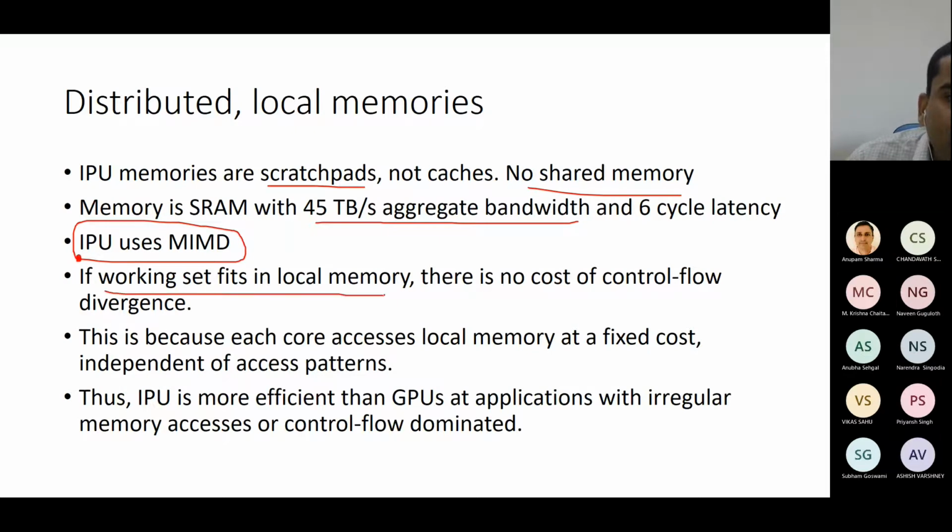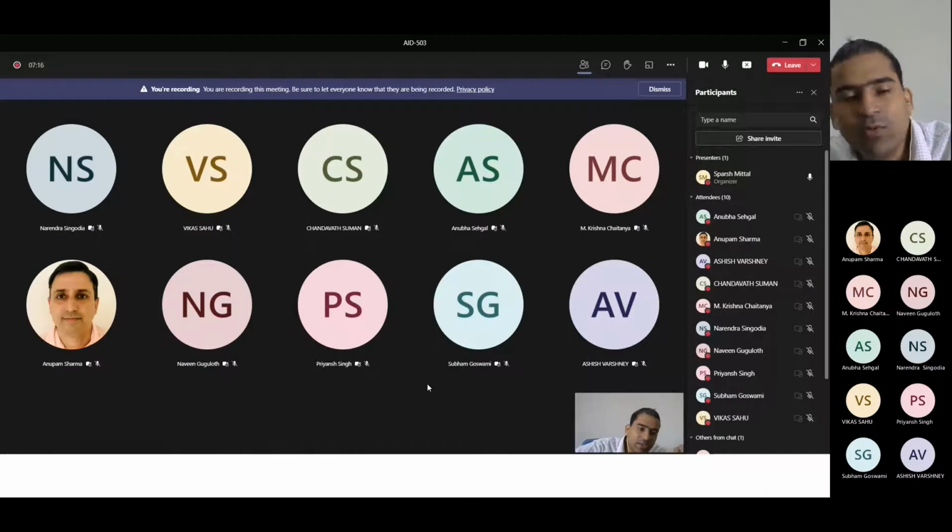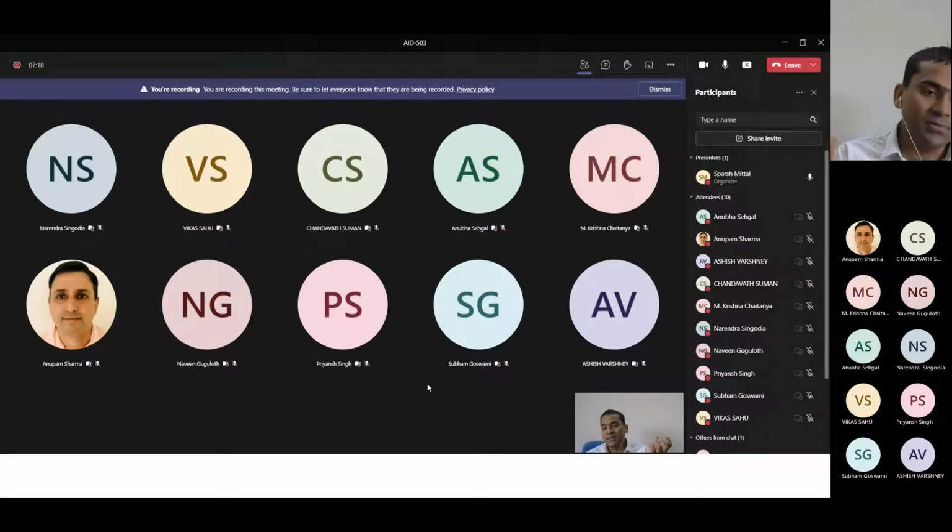If the working set fits in the local memory, there is no cost of control divergence because each core accesses the local memory at a fixed cost independent of the access pattern. In a GPU, we discussed that branch divergence is a big issue, because if some data misses, some of the threads will have to go get the data from main memory, while for other threads the data is available locally.